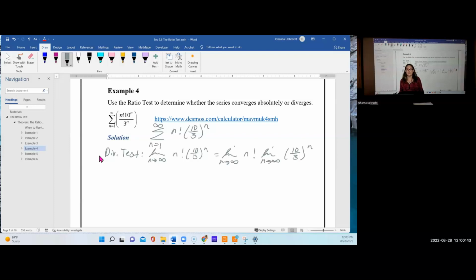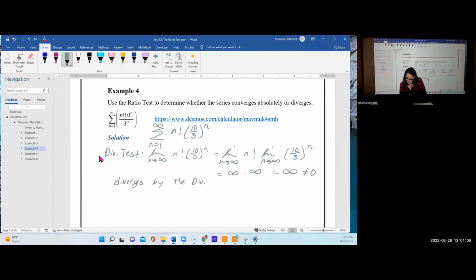Well, I know what n factorial goes to. It grows incredibly fast. It goes to infinity. So this is giving me infinity times, well, infinity, which is infinity, and it is not 0. So this one, in fact, diverges by the divergence test.